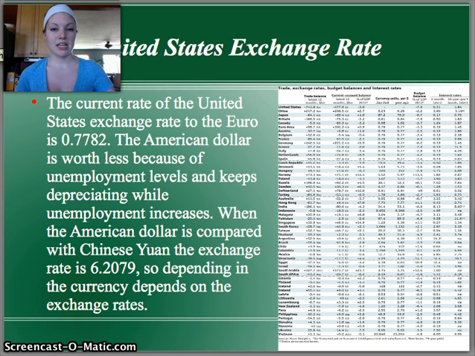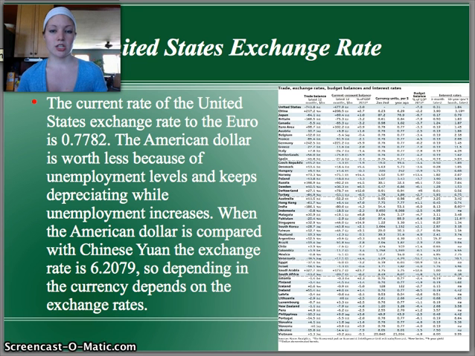Comparing the United States American dollar to the euro, it is currently at 0.7782. The American dollar is worth less because of unemployment levels, and the dollar keeps appreciating while unemployment increases. And the United States actually imports more than they export, which is also another factor in this.